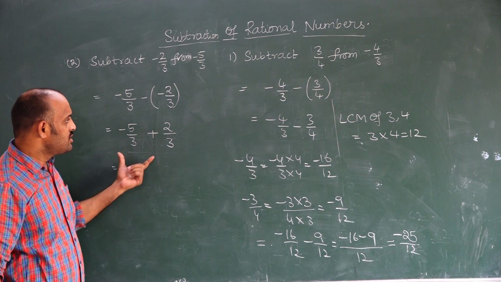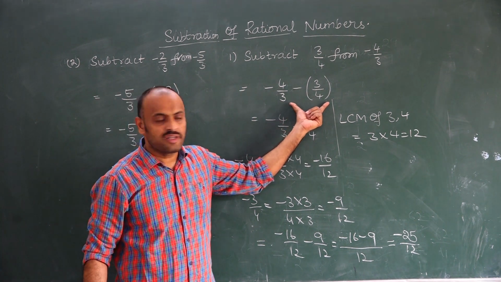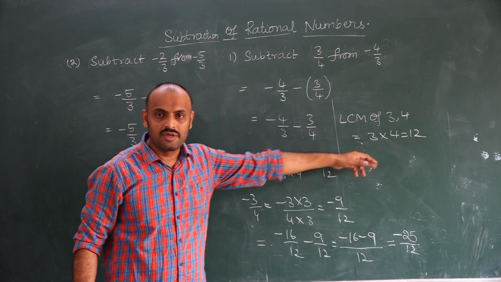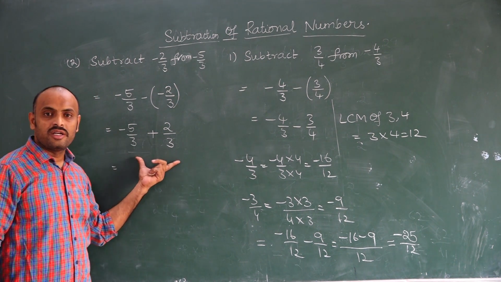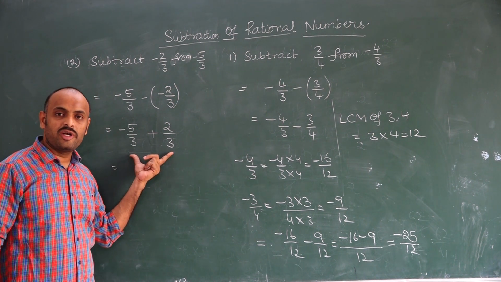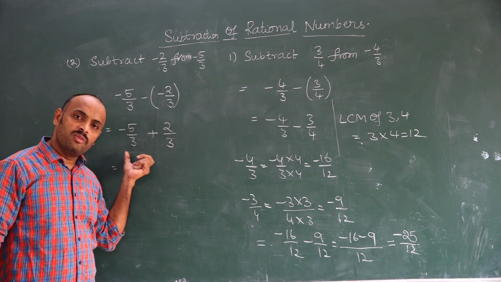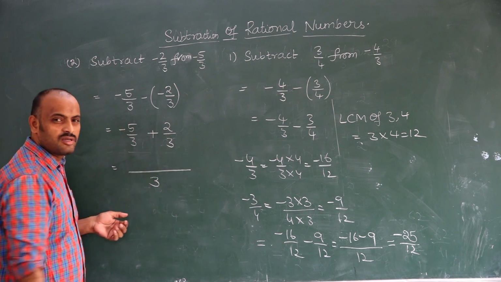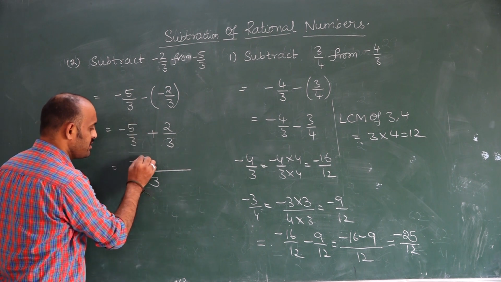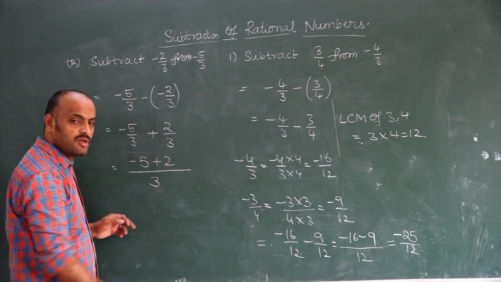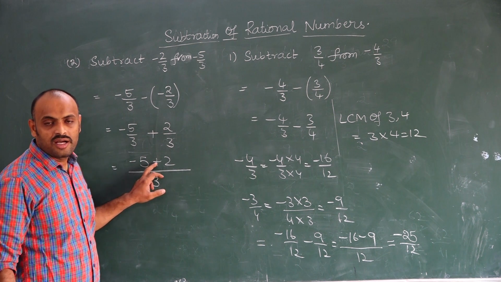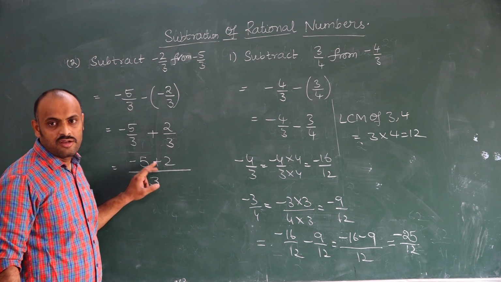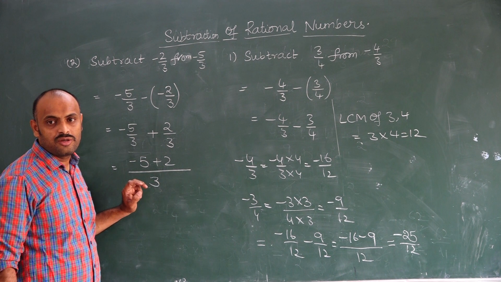If you observe, in the first question the denominators are different, that's why we have found out the LCM. But whereas in this question, the denominators are same. When the denominators are same, the denominator itself is the LCM. Therefore, we will write the common denominator 3. Minus 5 plus 2. One is having minus sign and the other is having plus sign. When two signs are different, we need to subtract them.